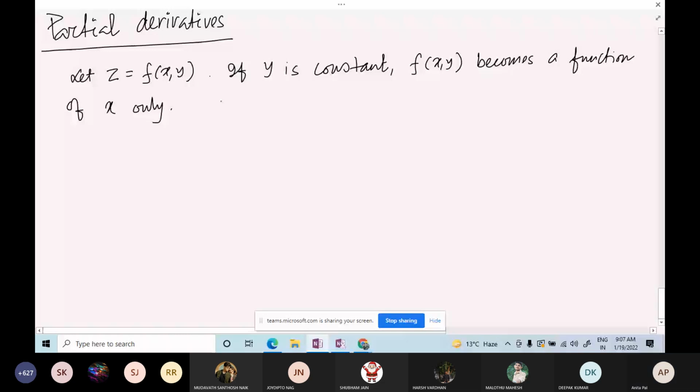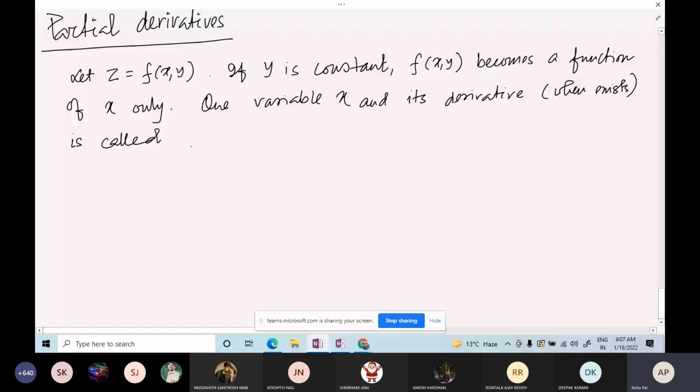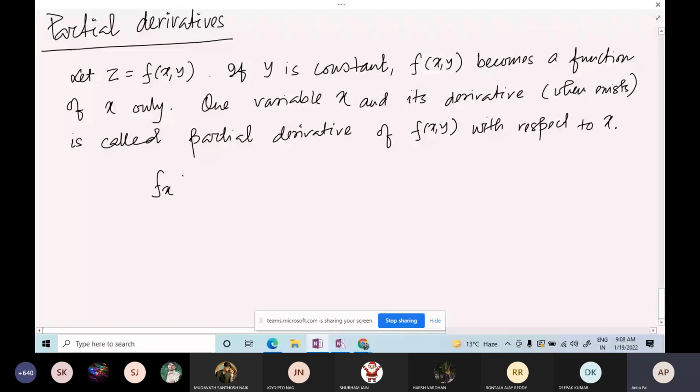Now one variable x and its derivative, when it exists obviously, is called partial derivative of f of xy with respect to x, and generally we denote it by fx of xy, or we also write del f del x, or we can write zx, or we can write del z del x.